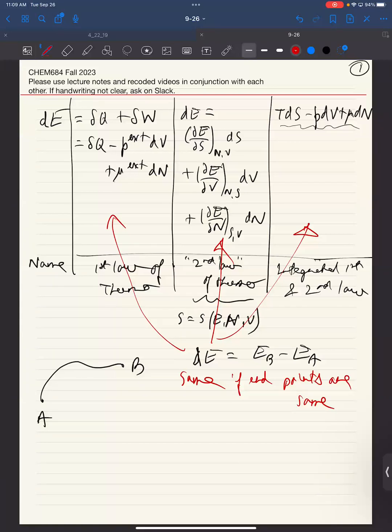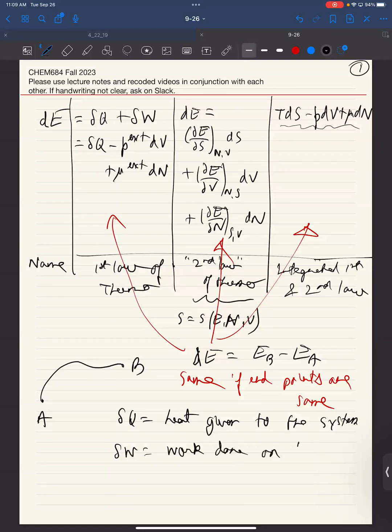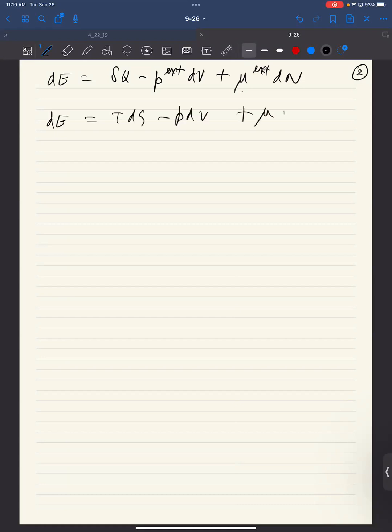So another thing to remember very carefully is that delta Q is heat given to the system. Delta W is work done on the system. So it's a very system-centric point of view. We are looking at what's happening to the system. Many books define it the other way, and there is nothing wrong in it. But you have to be careful with sign convention. So since these dEs are the same, what we can do is to compare them. So we can take dE is equal to delta Q minus P_external dV plus mu_external dN. And we can take dE is equal to TdS minus PdV plus mu dN and say they must be the same if the endpoints are fixed, right?